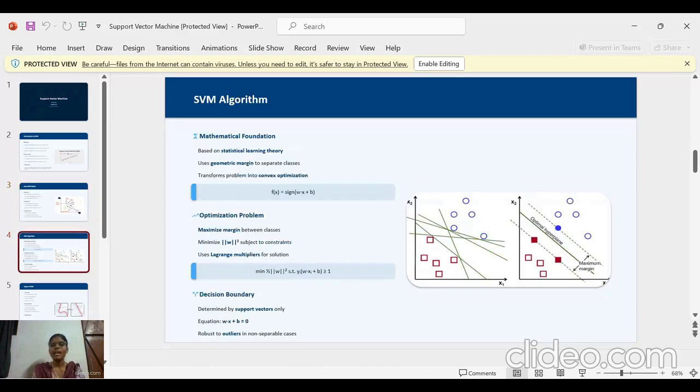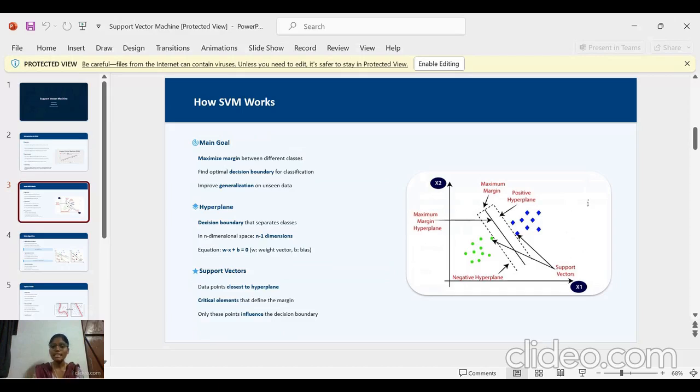Support vectors. Support vectors are the critical data points that lie closest to the hyperplane. These points are important because they determine the position of the hyperplane. Only these points influence the boundary. Removing them will change the classifier. So, the algorithm is named support vector machine because it depends mainly on these vectors.